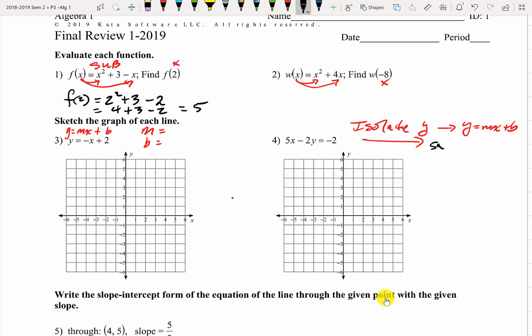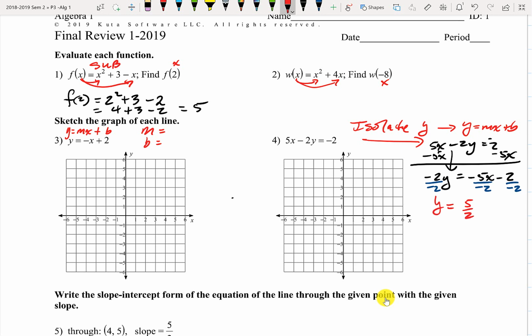So we have 5x minus 2y is equal to -2. So we're going to subtract 5x first and get it in slope-intercept form. So we have -2y is equal to -5x minus 2, dividing everything by -2, I mean all three terms. You get the final result of y is equal to 5 halves x plus 1, the negatives cancel. So the slope's 5 halves and the y-intercept's 1.